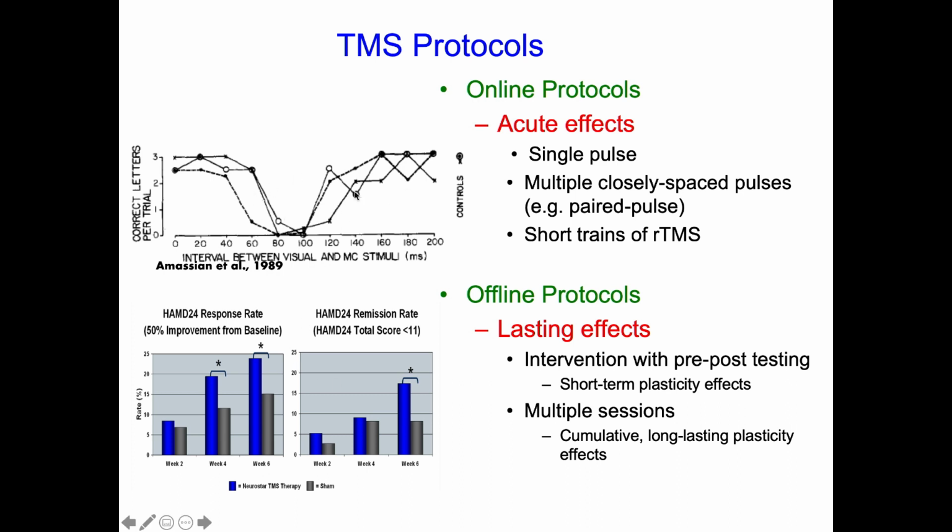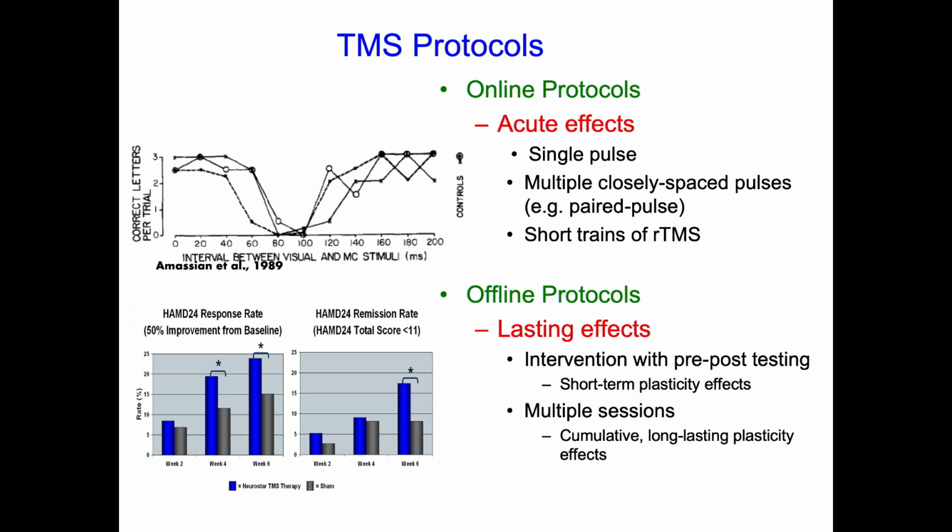For instance, the acute effect here is only a 40 or 50 millisecond effect in the brain in the visual system, using the Amassian study. This is, by the way, one of the very first studies ever done in 1989 in TMS. To do these kinds of acute effects, these online protocols, you stimulate at a certain time, for instance, relative to a task that you're giving people at the same time, so you can functionally see changes.